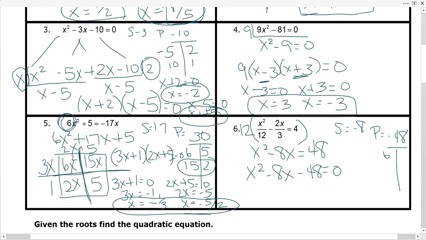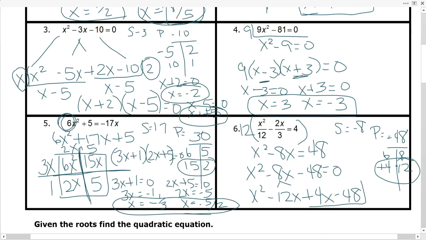I have 6 and 8. I have 4 and 12. It's a negative, so I'm thinking 12 and 4. If my 12 were negative and my 4 were positive, that would add to -8. So I'm going to blow up my b. I'm going to change my 3 terms to 4 terms. I'm going to have x squared minus 12x plus 4x minus 48.